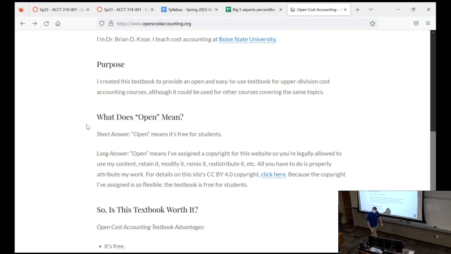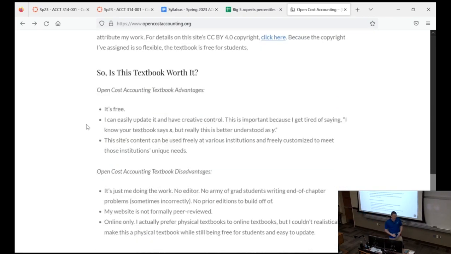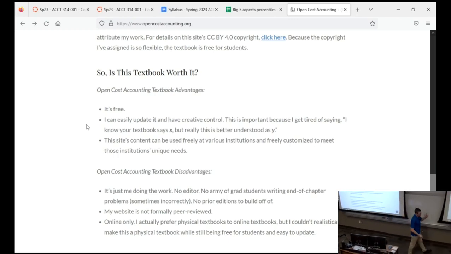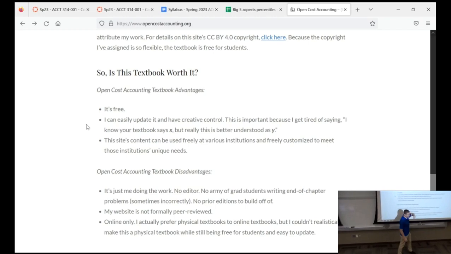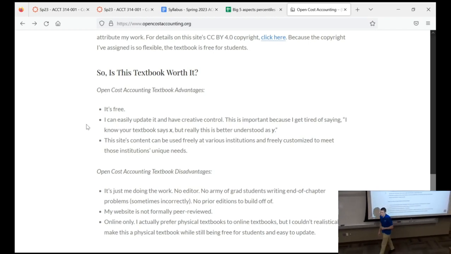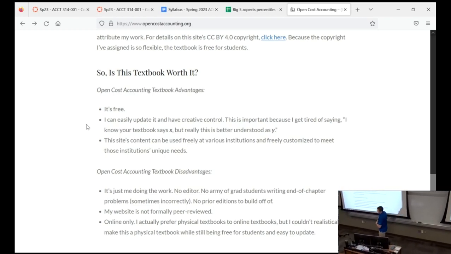Okay, then down here, this ties in with why I wanted us to come over here. Is this textbook worth it? All right, so here are the advantages. It's free. That's really important. I can easily update it and have creative control. So if you see a typo, I can go in and fix it right then instead of you waiting.